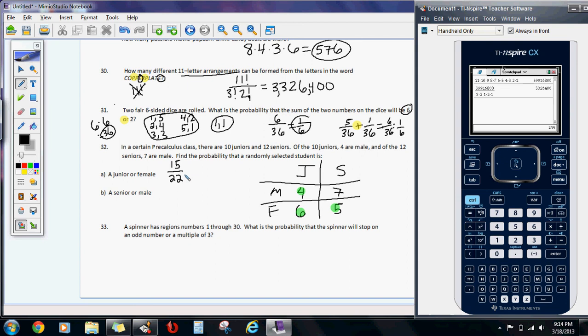Okay, and then let me make sure I did that right. Sorry. Okay, and then the next scenario would be I'm a senior or I'm a male. Well, if I get my highlighter here, senior or a male.